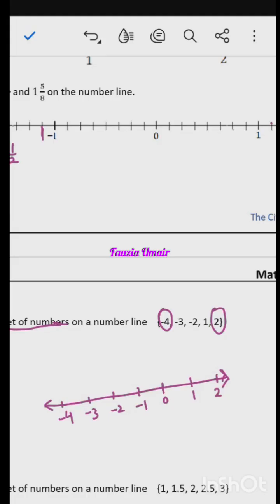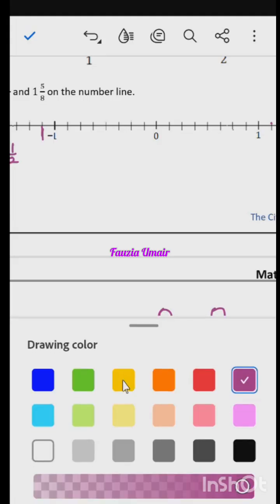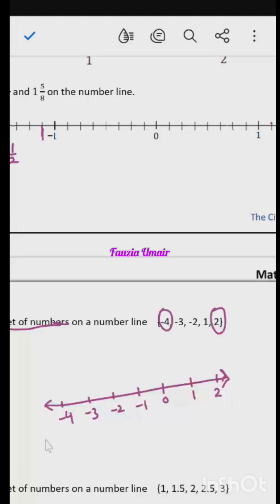So now I'm changing color so that you can see the markings where I'm marking them on the number line. So -4 is there in the set. I am putting a dot here. Then there is -3. I'm putting a dot here as well. Then there is -2, a dot here. Then 1 and 2. So I will put a dot at 1 and 2 as well.